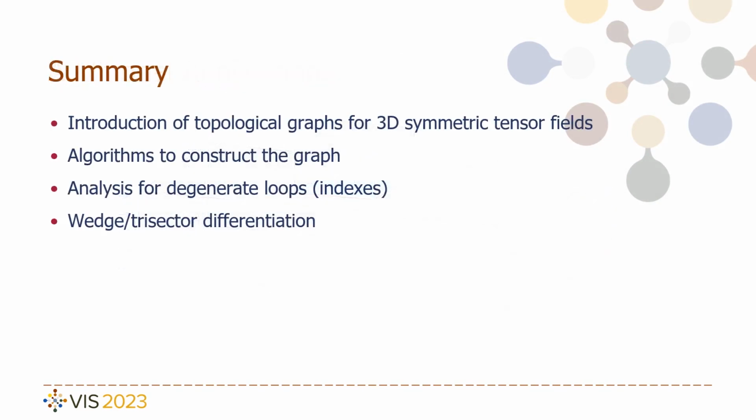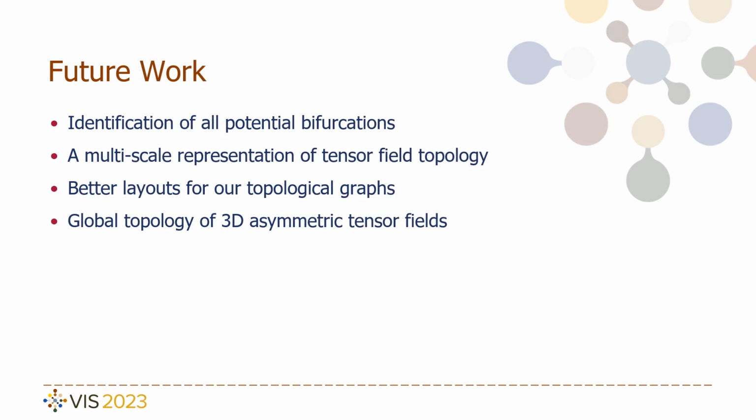To conclude, in this paper we introduced the notion of topological graphs for the global topological analysis of 3D symmetric tensor fields. We also provide an algorithm to construct such a graph given the tensor field. In addition, we provide analysis on the index of degenerate loops and advocate the differentiation between wedges and trisectors for physical interpretation. For future work, we would like to identify all potential bifurcations in 3D symmetric tensor fields, which can lead to a multi-scale visualization framework.